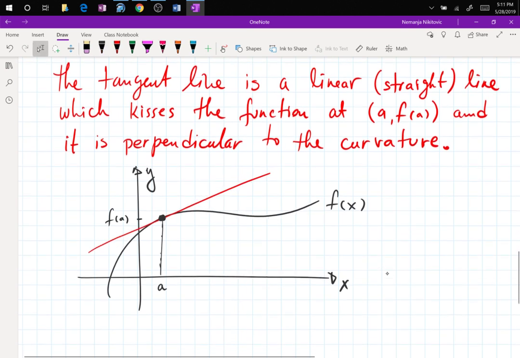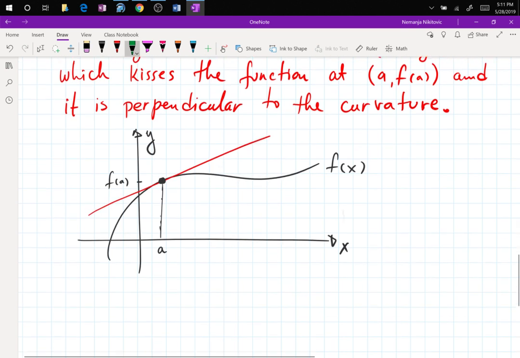First of all, the term kisses. It's one point, yes? One point, exactly. One, no less than that, and it cannot be more than that. Tangent line, it says, because I can stretch another line between 2 points. It's not a tangent line. It has 2 points of contact. So tangent line is exactly one point. Now, perpendicular to curvature.